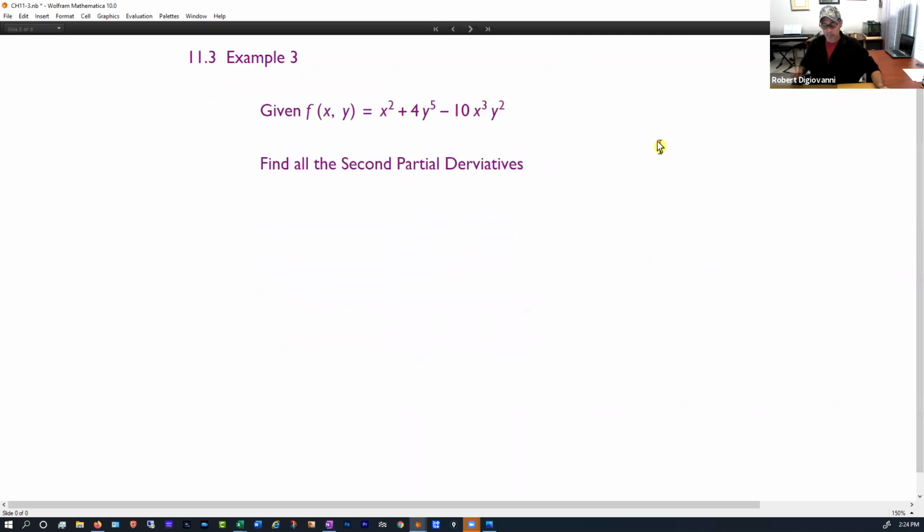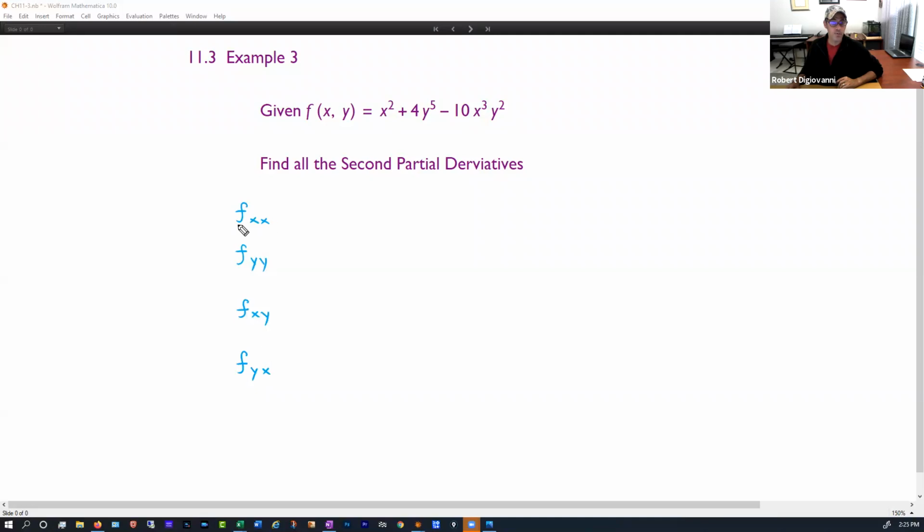Find all second partials. All right, let's talk about what all the second partials are, and then I think I'm going to do one, and then I'm going to let you do the next three. So what are all the different partials we could have here? Second partials. So we could have fxx, we could have fyy, we could have fxy, we could have fyx. There's no other second partials.